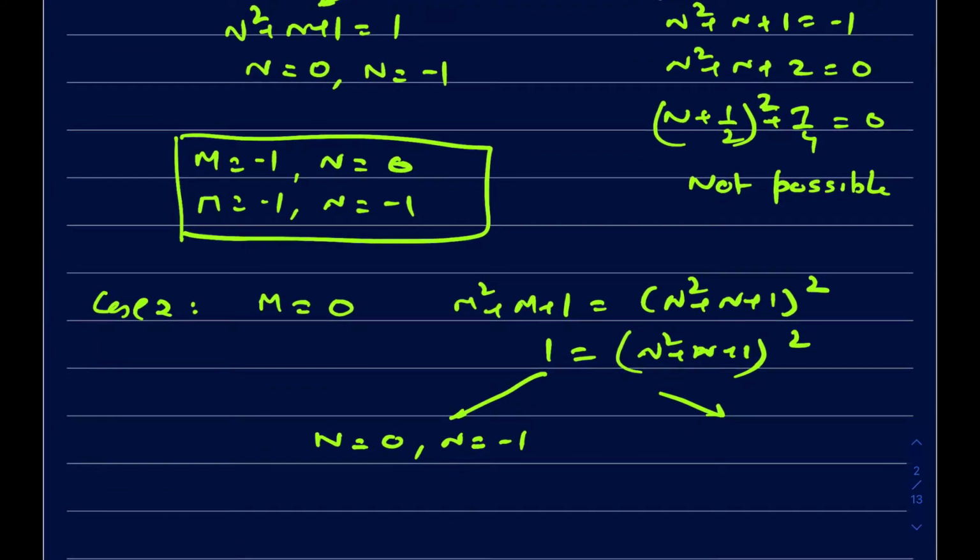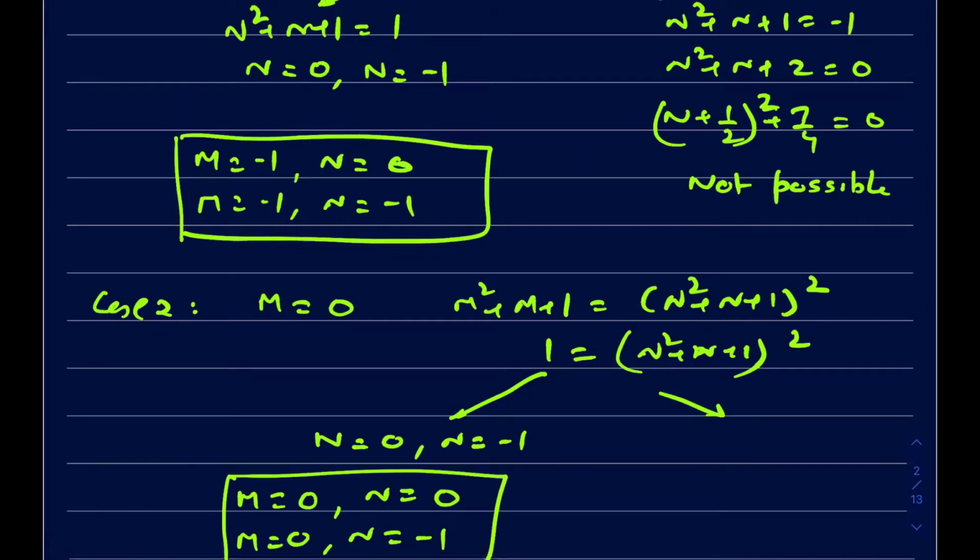Therefore, two more solutions are there: m equal to 0, n equal to 0, and m equal to 0, n equal to minus 1. So these are the 4 different ordered pairs which are possible. So 4 solutions or 4 ordered pairs are possible. This is the answer.